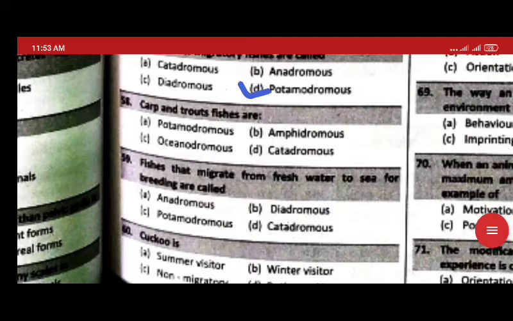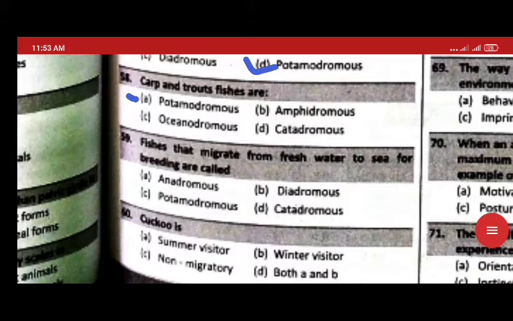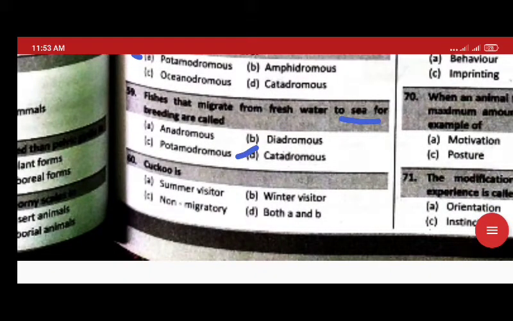Carp and trout fish. So carp and cat, you should remember cat. This is a trick for remembering, that it comes under potamodromous, means within freshwater adaptation. Now 59 number, fish that migrate from freshwater to sea. So for sea, it is given by catadromous. Now cuckoo is given here. So for cuckoo we should say summer visitor.